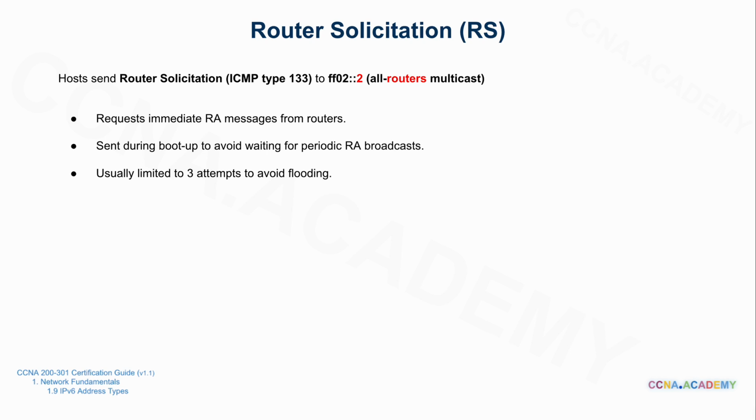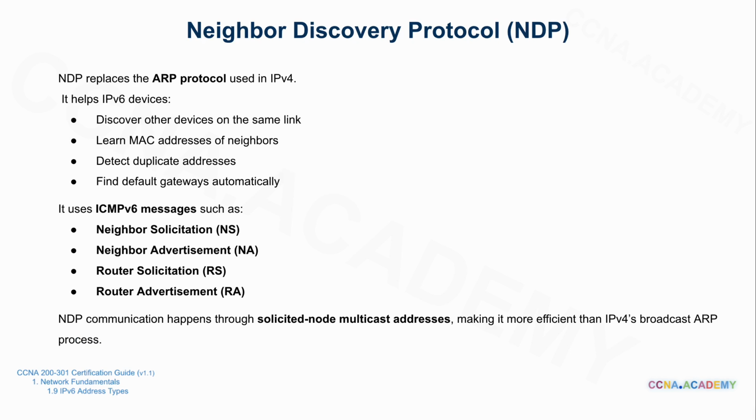When a host first joins the network, it doesn't want to wait for the next periodic advertisement, so it sends a router solicitation to FF02::2, the all routers multicast address. This asks routers to reply immediately with an RA message, so the host can configure its IPv6 address right away. Usually, a host sends a few RS messages at startup.